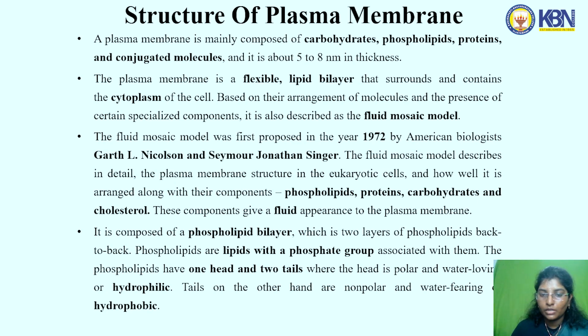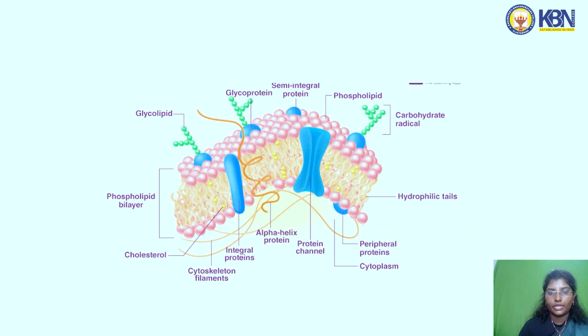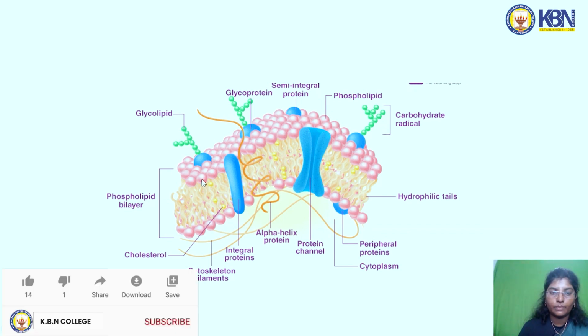It is a phospholipid layer. As we have learned earlier, it has two layers in which phosphate groups and lipid groups are present, and these lipids are attached to the phosphate group. The phospholipids have one head and two tails. Here we can observe this fluid. This is the plasma membrane. Here these are the phospholipids. Each has one head and two legs.